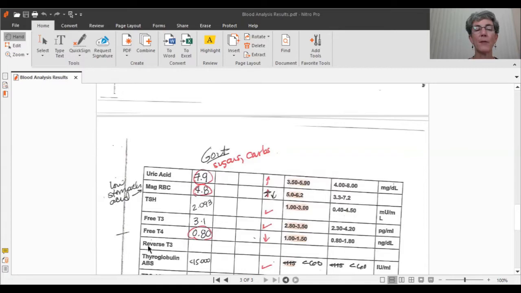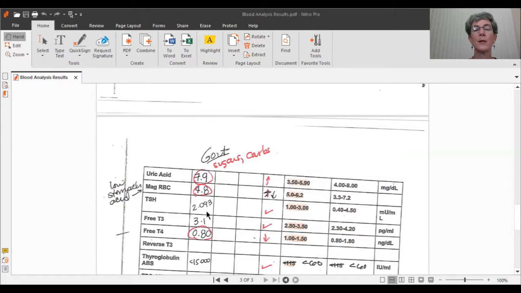So thyroid, your TSH, free T3, free T4 is really what we're judging thyroid production and thyroid function on. Your pituitary puts out TSH to tell the thyroid to produce T4, and then the body changes T4 into T3. So it's TSH to T4 to T3. The T3 is the active thyroid hormone.